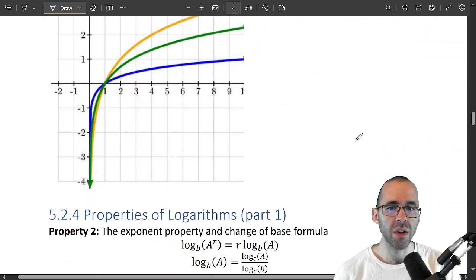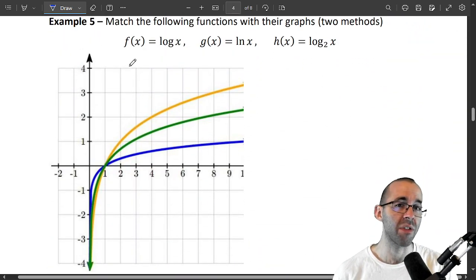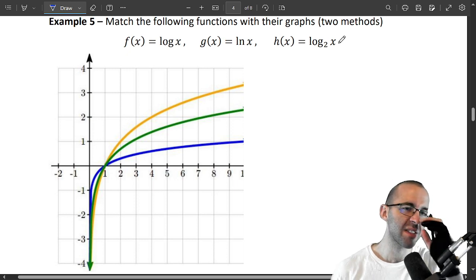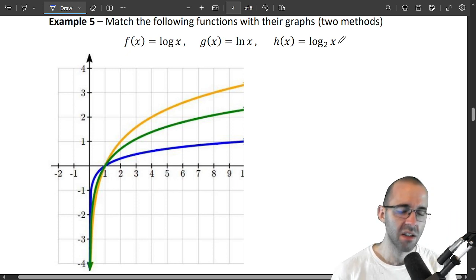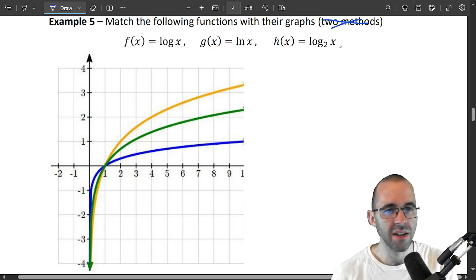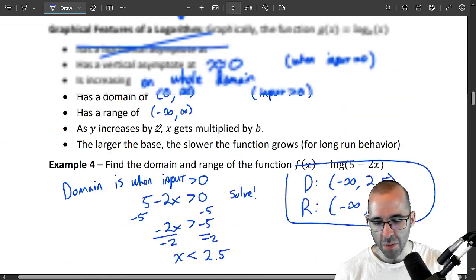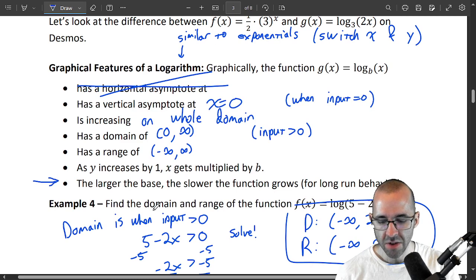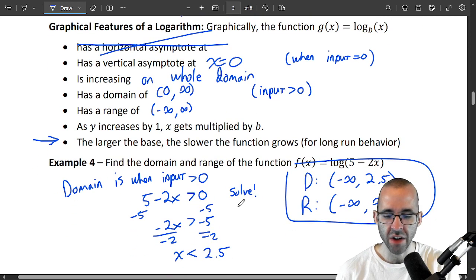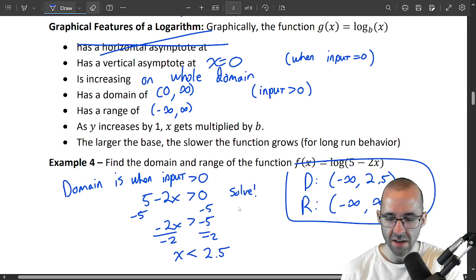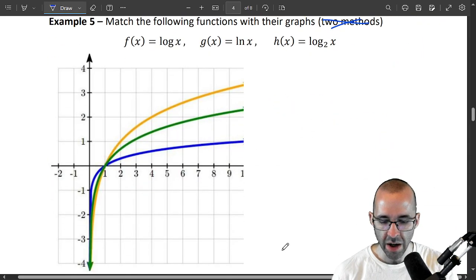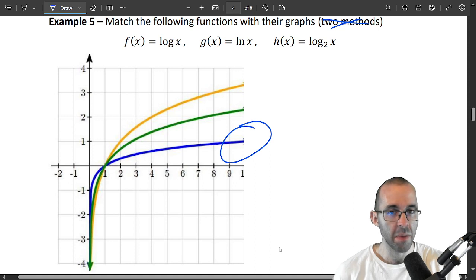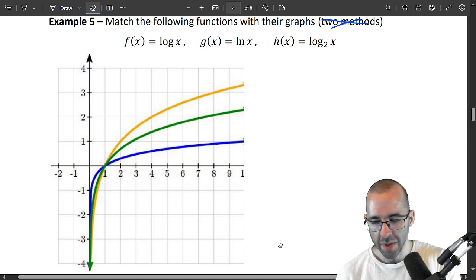That's mostly what we're going to do with logs, but you might have 1 or 2 graphing problems, but they'll be simple ones. Match the following functions with their graphs. All right, and there's a couple different methods. I'm only going to go over one here. So let's just talk about one in this video. And that's that property at the bottom. The larger the base, the slower this function grows in the end. Well, that tells us that blue must have the biggest base. Blue is growing the slowest at the end. The blue must be the biggest base.